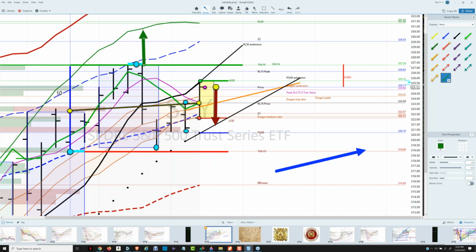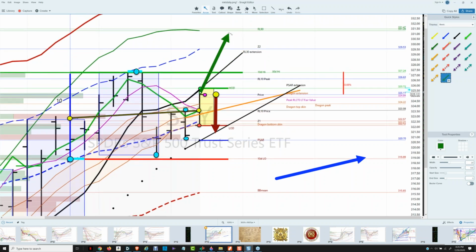The only negative about any of this is that the RL90, which has been long and strong, has just started to stall. It peaked right here at 331.47, and today came down ever so slightly. But if we get a few more days like this and that RL30 keeps going up, that's eventually going to make this RL90 flatten out and then resume to the upside. That would be a very favorable indicator. So that's the upside, the fact that tech was able to survive today.